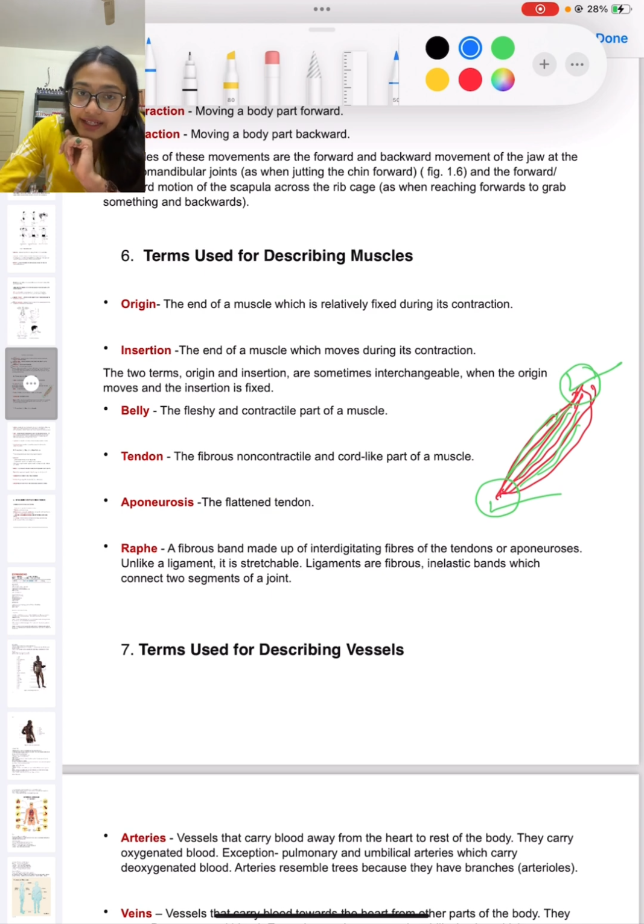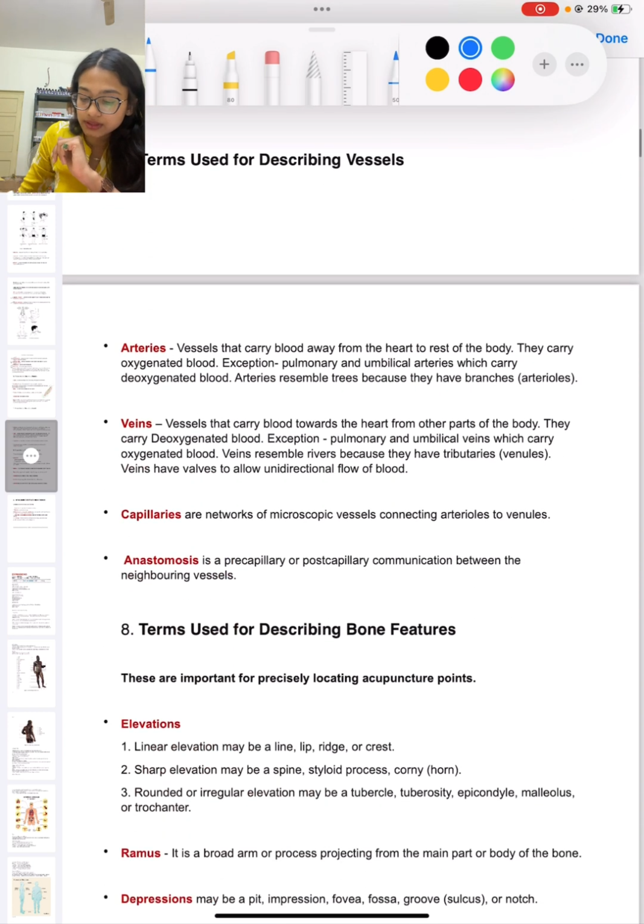Aponeurosis, the flattened tendons. Okay. Raphe, a fibrous band made up of interdigitating fibers of tendons or aponeurosis. Unlike a ligament, it is stretchable. Ligaments are fibrous, inelastic bands which connect two segments of a joint. Okay.